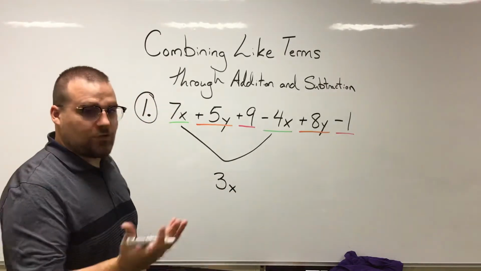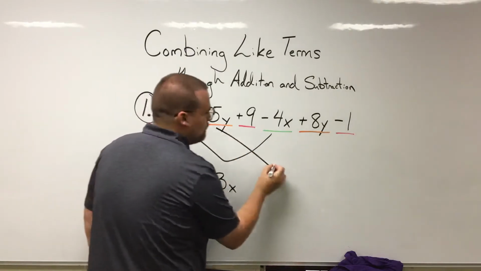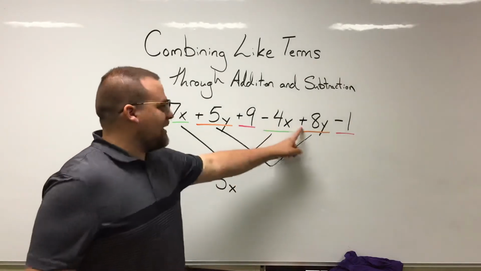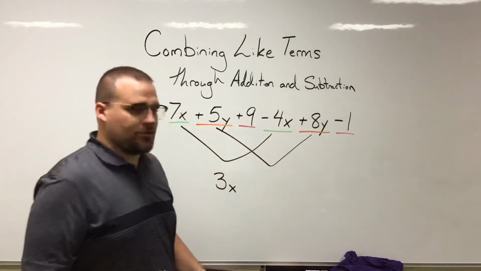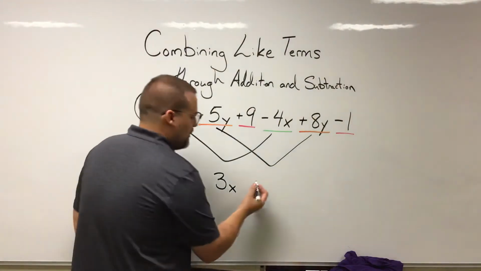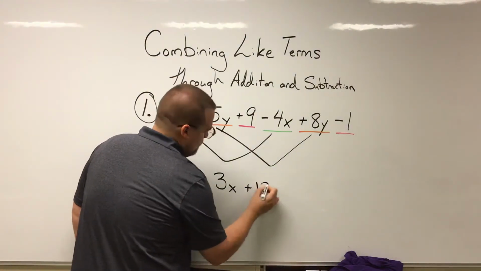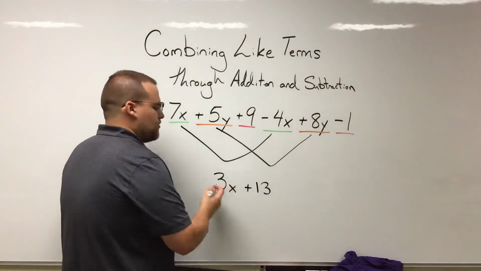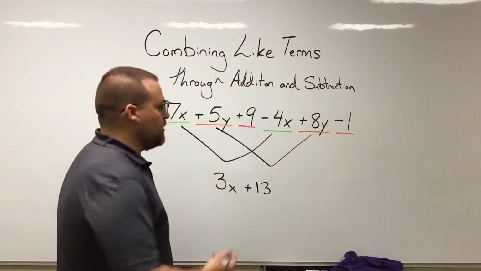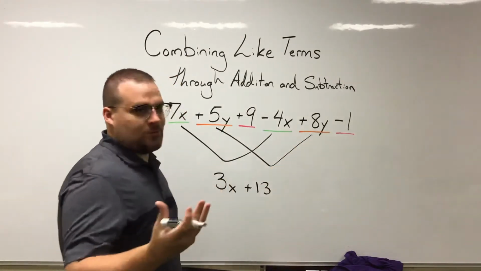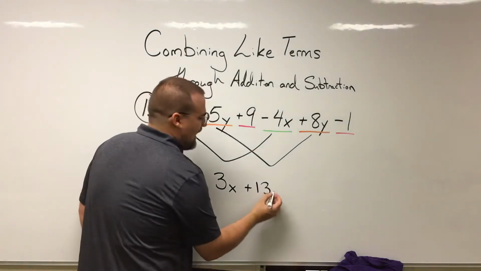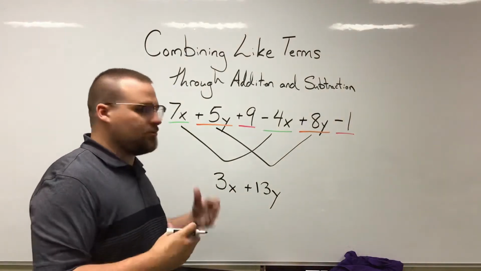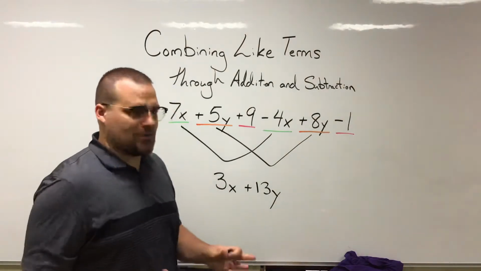Next up, we can look at our y variables, or our y terms. We have 5y and 8y. Well, they're adding, so we just need to combine our coefficients, or add our coefficients. 5 and 8 make positive 13. And I'm going to be sure to include that positive sign, or the plus sign, because we're trying to make an expression here, right? And then what happens to the y? Yeah, it just stays y, right? We don't add those. We don't make y squared or anything crazy like that. When we're adding and subtracting like terms, those variables stay exactly the same.